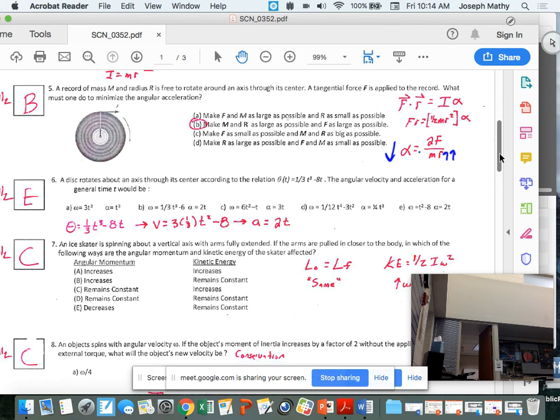So yeah. Why is making the edge as big as possible better than making it as small as possible? You would want F to be as small as possible. Oh no. So I want M and R to be as large as possible and F as small as possible. Wait a minute, the answer to this is C.